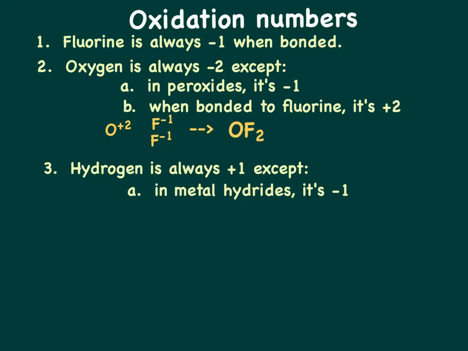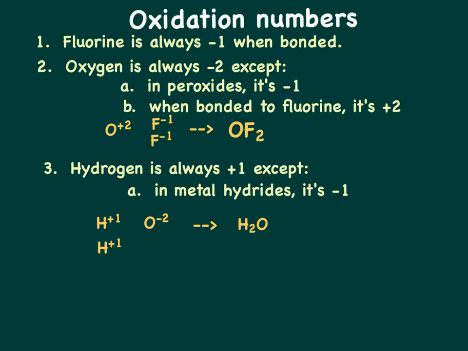When hydrogen and oxygen bond together, their oxidation numbers are going to be a +1 on our hydrogen and a -2 on our oxygen. And so when hydrogen and oxygen bond in this instance, we would need 2 hydrogens for every oxygen to give us the neutral compound H2O. But remember that in peroxides, oxygen's oxidation number is a -1.